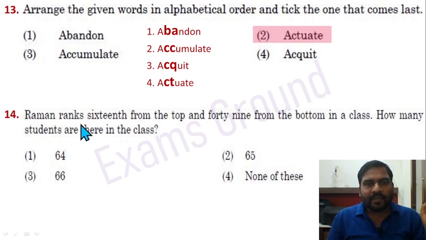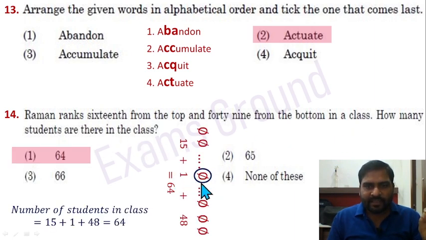Question 14. Raman ranks 16th from the top and 49th from the bottom in a class. How many students are there in the class? Raman is here. Raman is 1 here. Then 15 students on the top before Raman. That's why it is making 16 to Raman. So 15 students here, plus 1 Raman is here, and from the bottom its rank is 49. That implies there are 48 students below Raman. Now add up these numbers. So 15 plus 1 plus 48, that gives the number of students in the class, and it is equal to 64. Option 1 is correct.